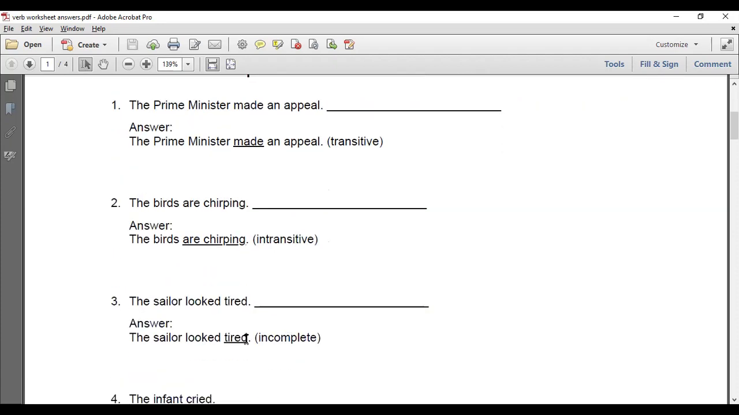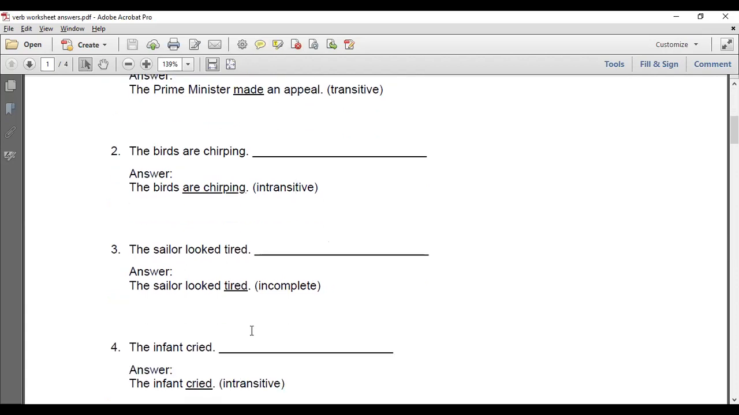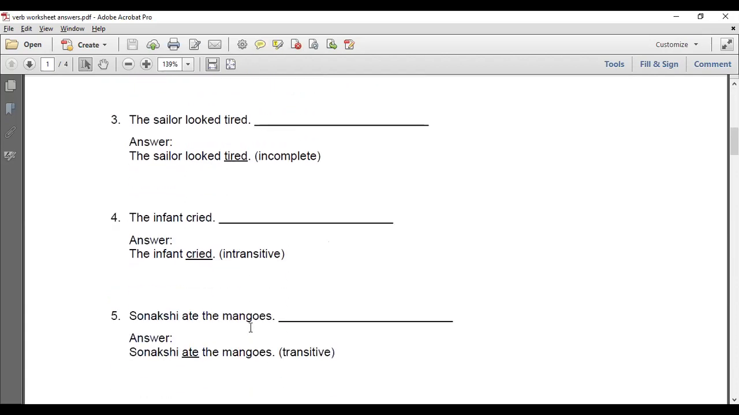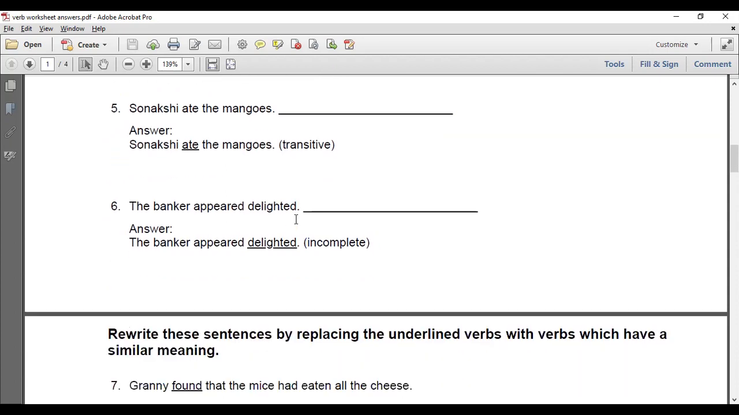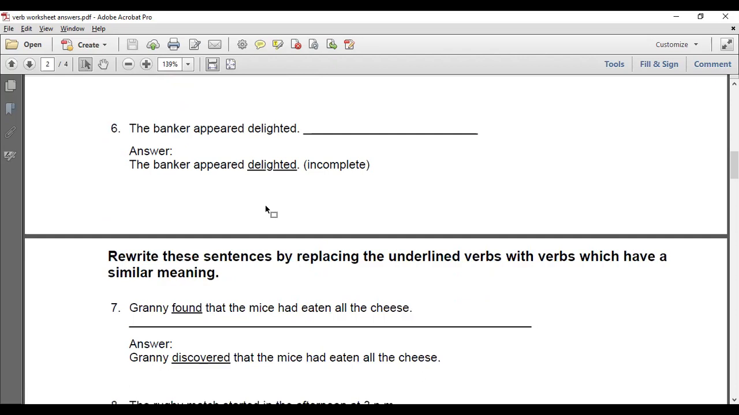The sailor looked tired. This can be incomplete, can be intransitive also. Tired, half mark, intransitive, half mark. The infant cried. Over here, cried is intransitive, half for cried, half for intransitive. Sonakshi ate the mangoes, half mark for ate, half mark for transitive. The banker appeared delighted. Delighted is actually an incomplete sentence, but we are going to put this as intransitive. And you can also have selected appeared.